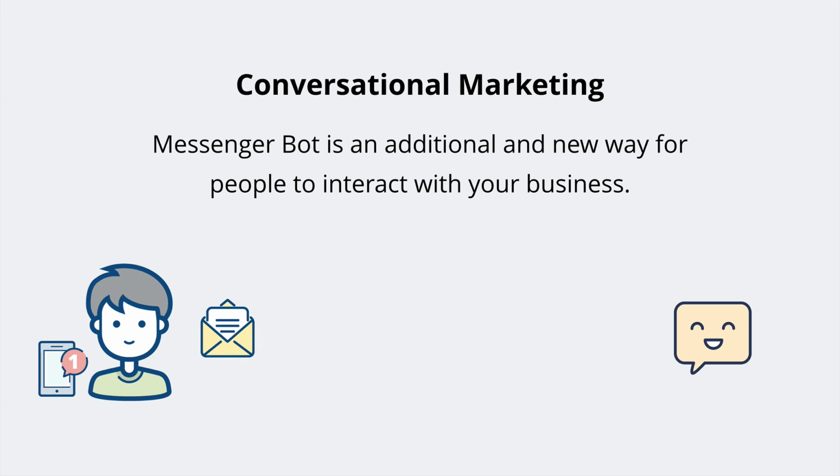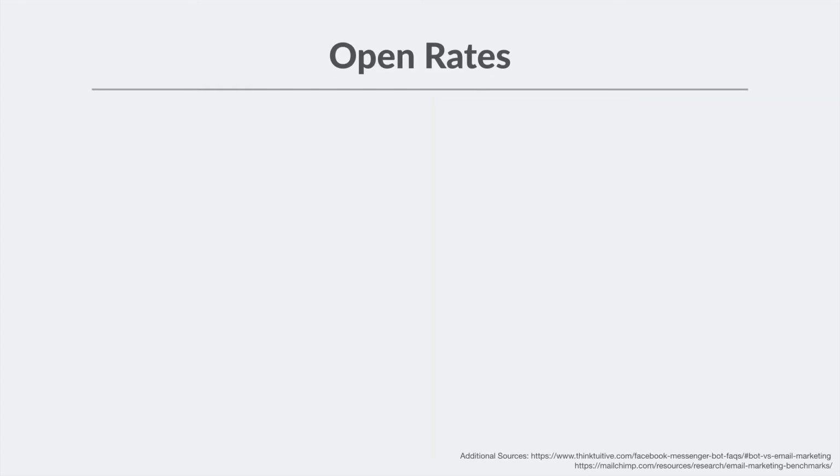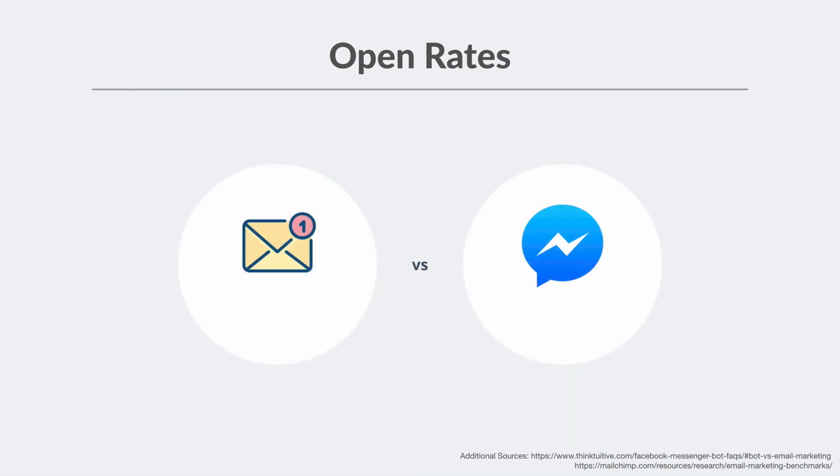To prove this, let me show you the open rate of email versus Messenger. Based on a report from MailChimp, the average unique open rate is somewhere between 17 to 28%. Messenger bots are relatively new, but based on my research, I found that open rates for messages are somewhere between 70 to 90%, which is amazingly high.